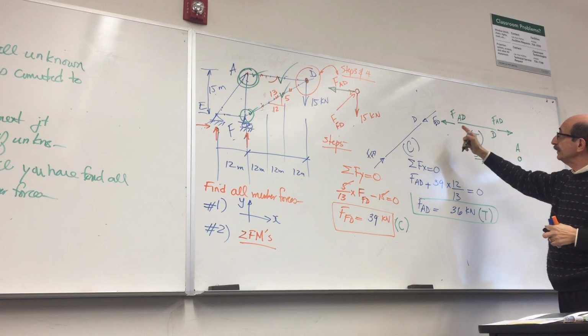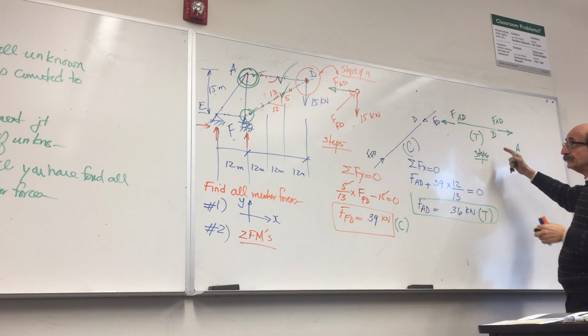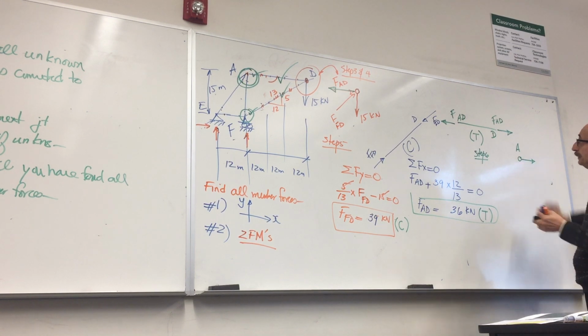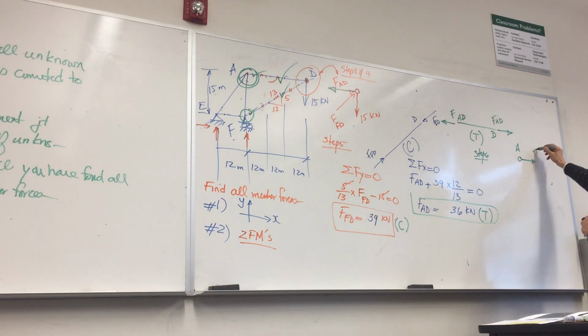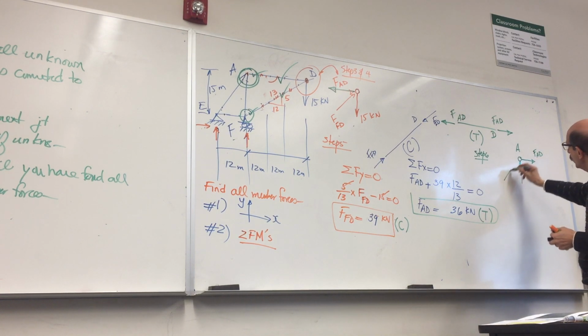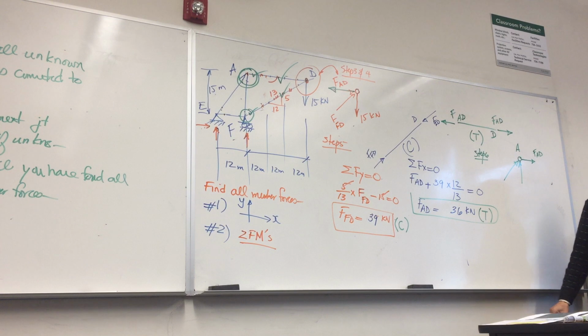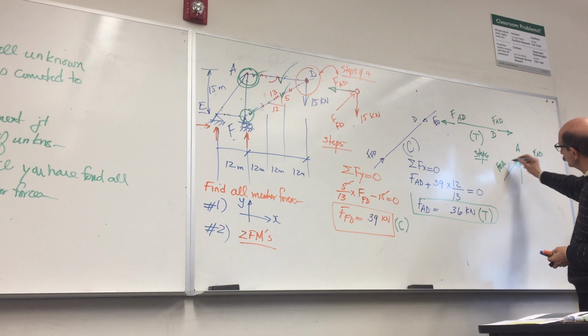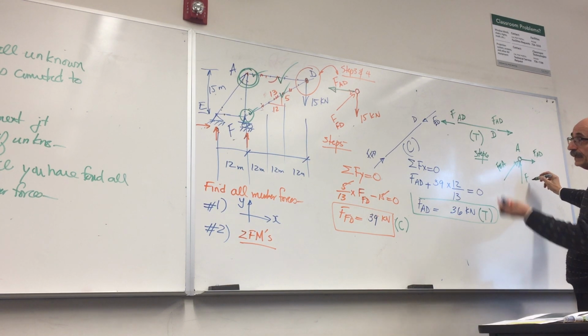I know that this member AD is in tension, so the force on joint A would be like this. So this is the force AD. I don't know what directions these are. I'll just make it up. Intentionally, I'm going to assume it's like that. So this is the force of EA. This is the force of FA.